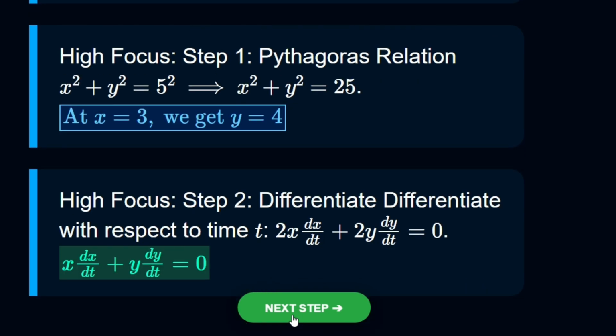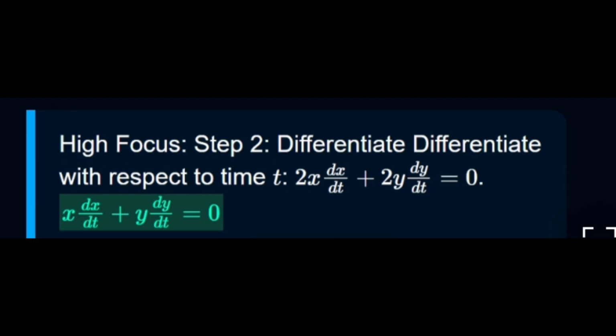Differentiate on both sides. After differentiation, x square gives 2x dx by dt and y square gives 2y dy by dt, which is equal to 0. Take 2 common, and we get x dx by dt plus y dy by dt equals 0 on the right side. So the 2 is no need here.